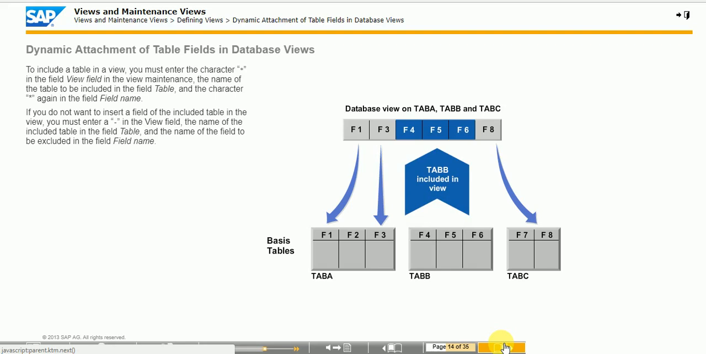By using an append view, you can include fields of the base tables of a database view in the view without modifications. Using an append view is similar to enhancing a table with an append structure. An append view is assigned to one database view. More than one append view can be created for one database view.